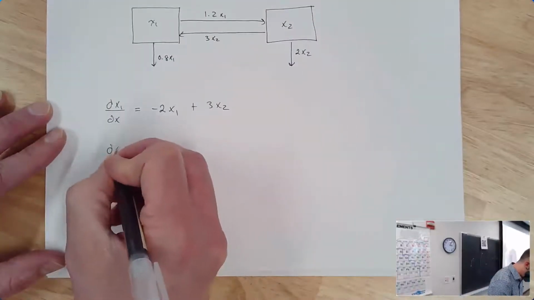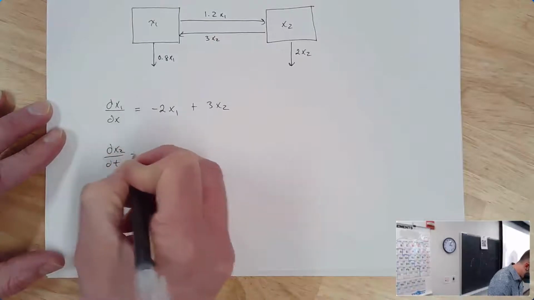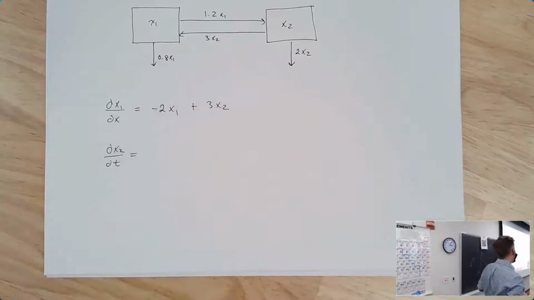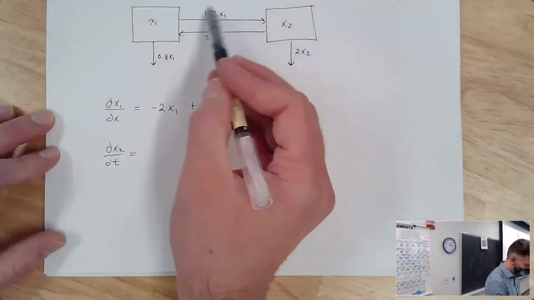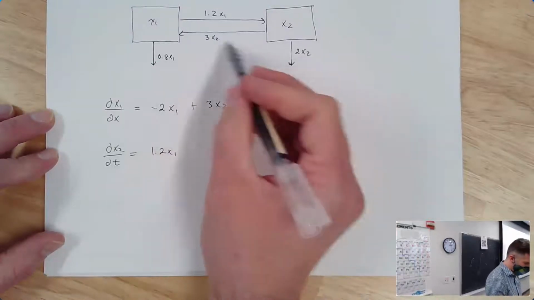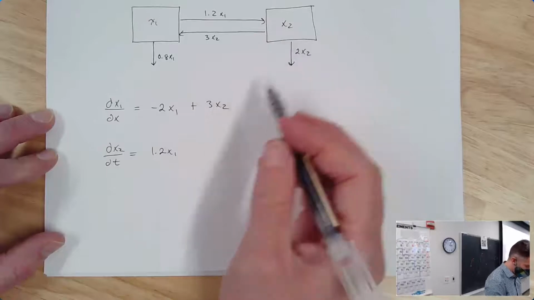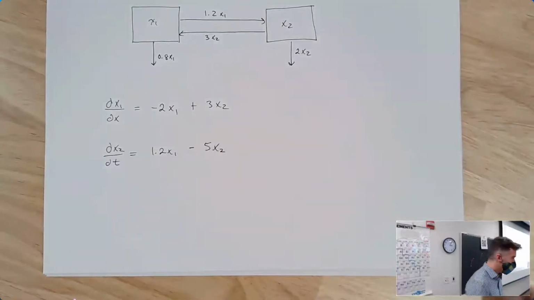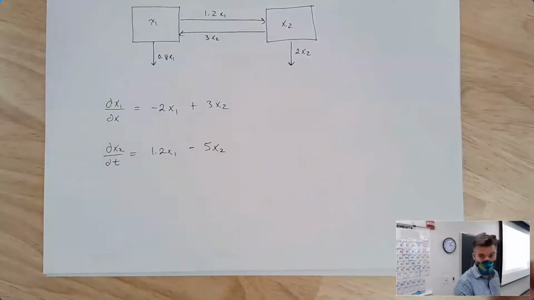Okay, let's look at x2. So for x2, I really am looking at what's happening with x1. So into x2, I have 1.2 times x1. And then what's happening to x2, I'm losing 3 x2 and 2 x2, so I'm losing a 5 x2. So there's my compartment model.